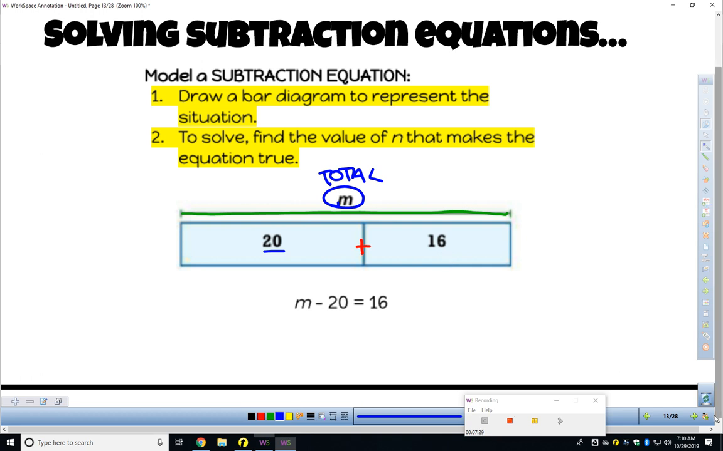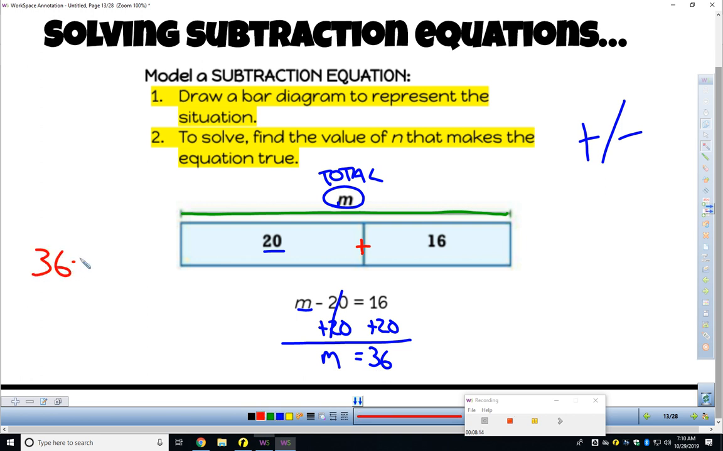Okay? The general idea here, again, we're looking at just addition and subtraction. So, you want to get the variable all by itself. So how would you undo subtracting 20? The opposite of subtracting 20 is adding 20. And if I add 20 to one side, I have to add 20 to the other side. So minus 20 plus 20 gets me 0. I'm left with m. 16 plus 20 equals 36.